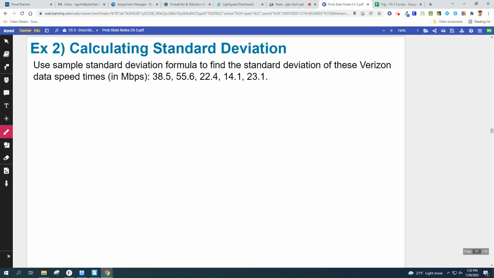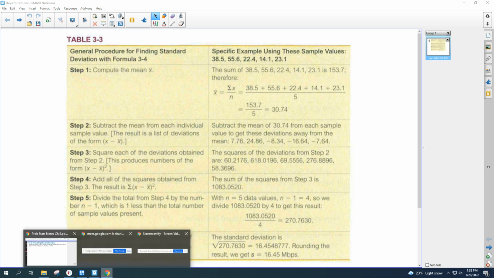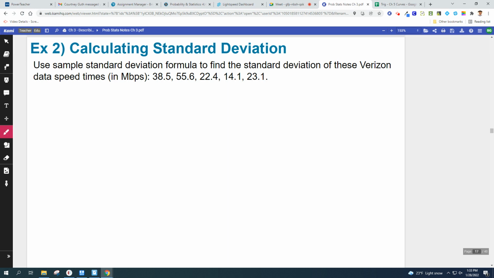Now, I probably should have included this chart in the notes. This is the steps for how to do standard deviation. So you can take a picture if you want, or if you go to the book, find page 100. This is on page 100 of the book. Regardless, I don't know that you really need these steps, because all it's doing is just walking you through the formula. So let's do this.